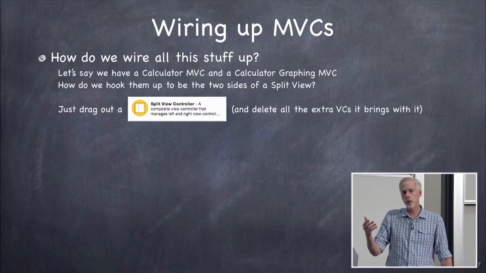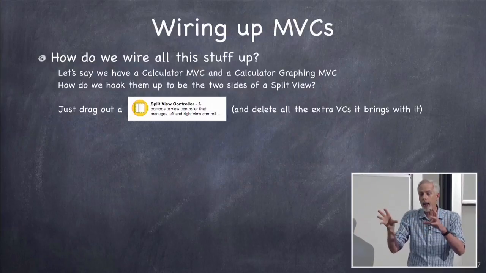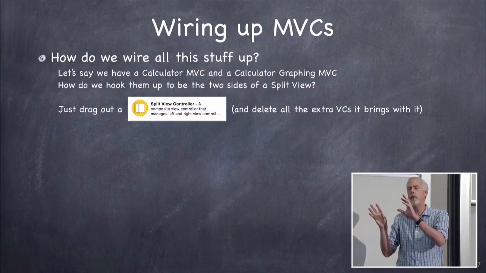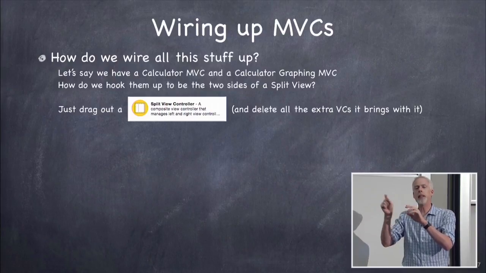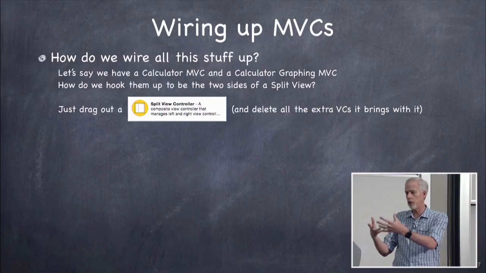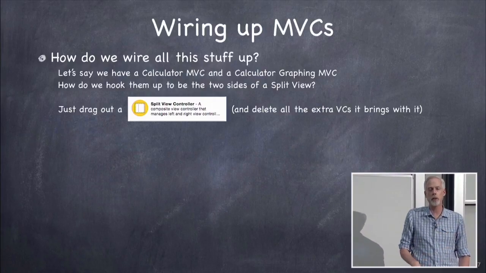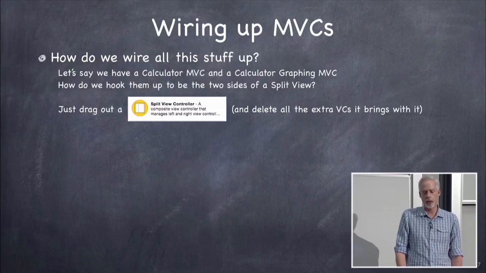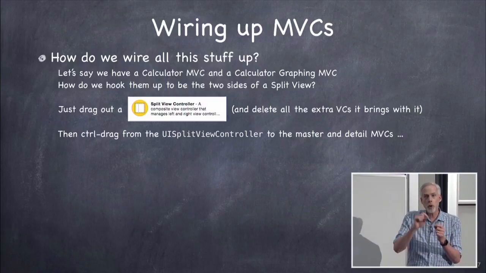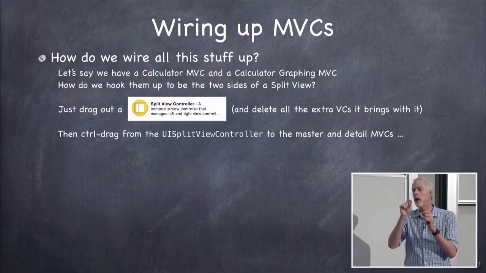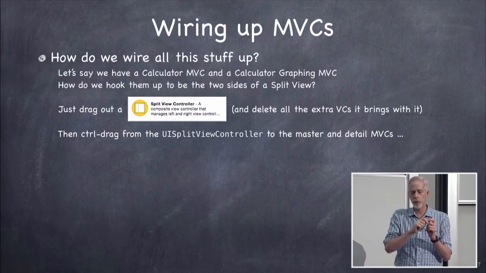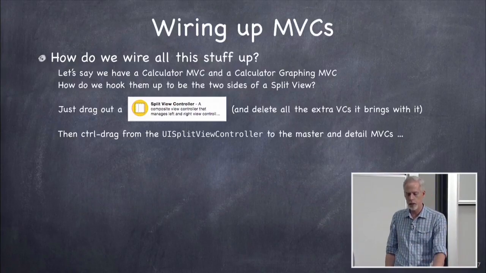Except you just drag it into open space and it creates it there. Now, when you drag a split view controller out, it's actually going to drag out kind of an empty detail and master, okay? You never want that. I don't know why it does that. Just delete those, because you're going to have your MVCs, like your calculator and your graphing view controller, sitting there in your storyboard, and you want to wire the split view controller up to those. So you're going to delete any of the extra junk that comes out. Then you just control drag. Our favorite gesture in Interface Builder is control drag. We control drag from the split view controller to the master and to the detail to hook it up.